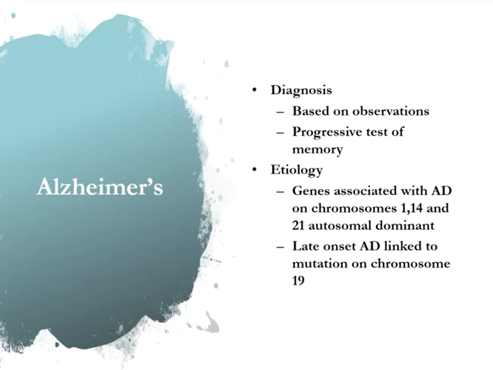Okay, diagnosis of Alzheimer's is based on the observation, and a progressive test of memory can be done. So how do they test memory? They show 5 objects and then take a time of 2 to 3 minutes and then ask them to repeat the 5 objects that were shown to them. Okay, etiology is generally genes associated with Alzheimer's disease on chromosomes 1, 14, and 21, and they are autosomal dominant. There can be a late onset Alzheimer's disease which is linked to the mutation on chromosome 19.